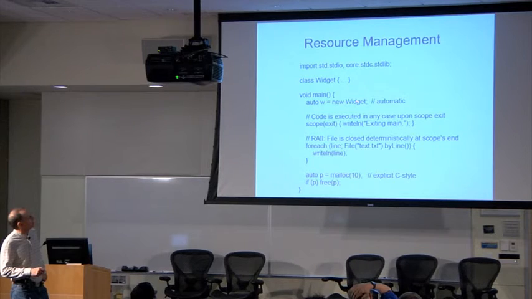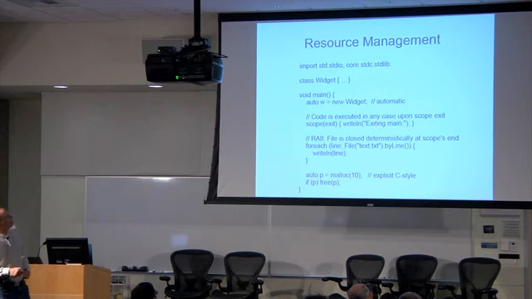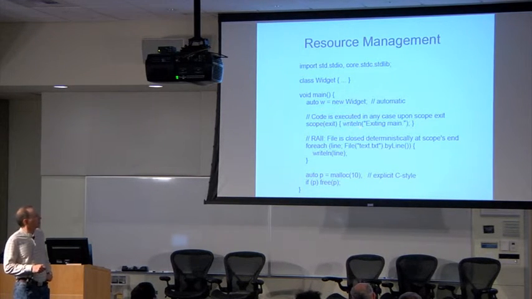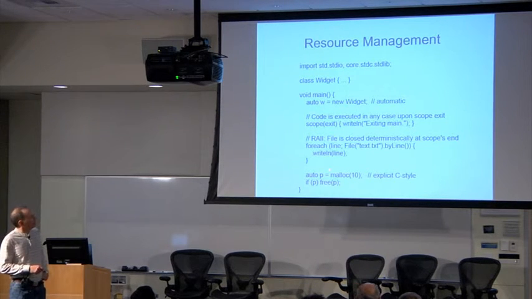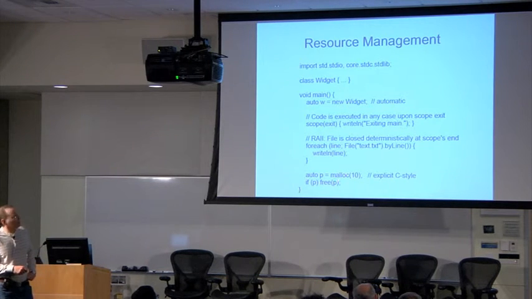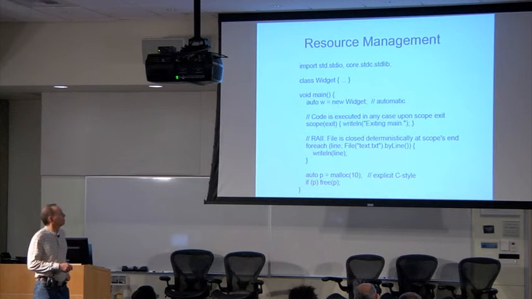Resource management: you can have automatic, which means garbage collection. You can do scope exit, which means do cleanup code when exiting the current scope, which I believe Andre is going to talk more about later on. You can use C++ style, which is RAII. The file here is closed at the scope's end automatically. Or you can do C style. You can call malloc and free. And yes, these really are the C functions. They're not fakes. They're not wrappers. They really are the C functions.